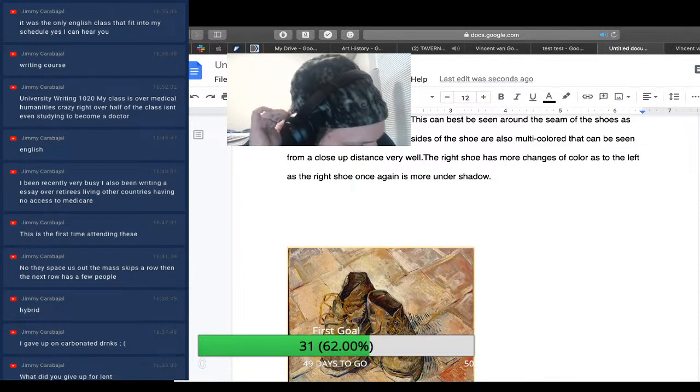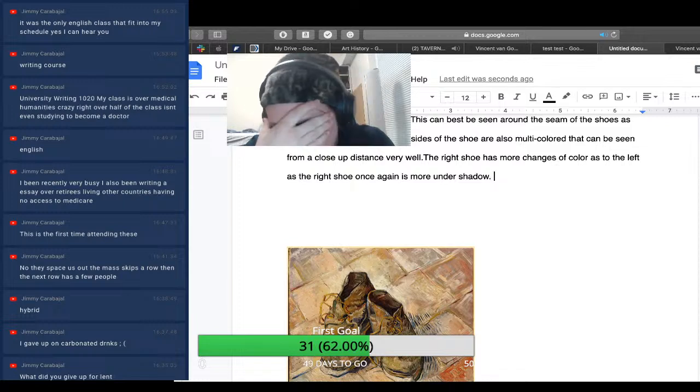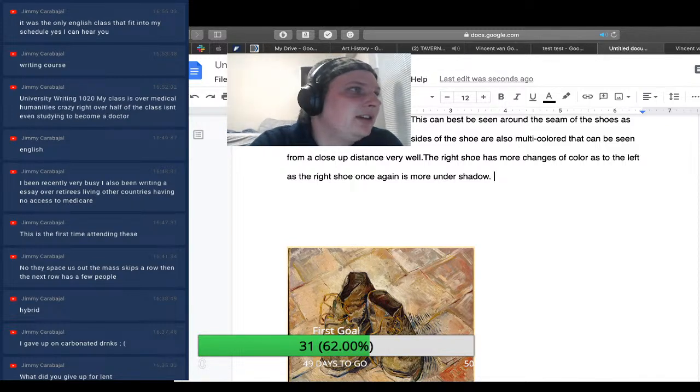What other words can we use besides the? I don't want to start it with the. I've always had a problem with this. What other words can we use? Let's see.